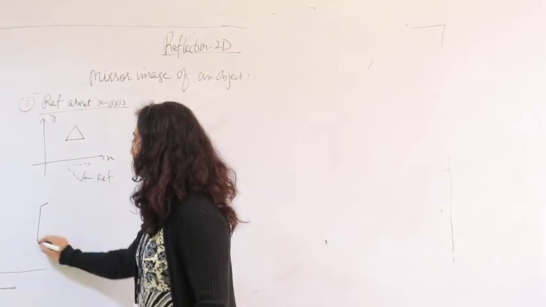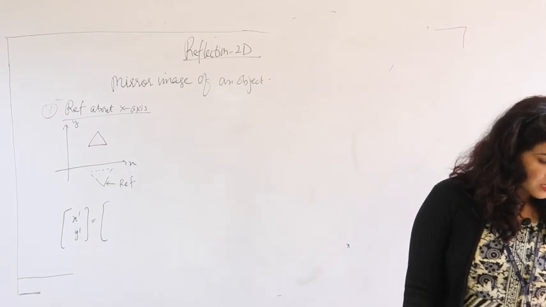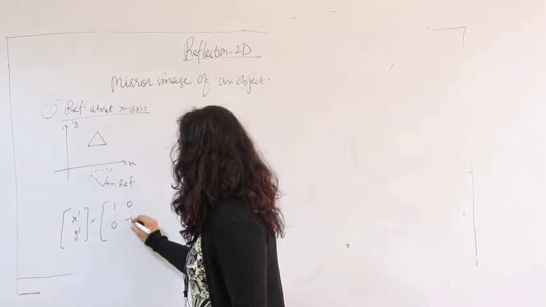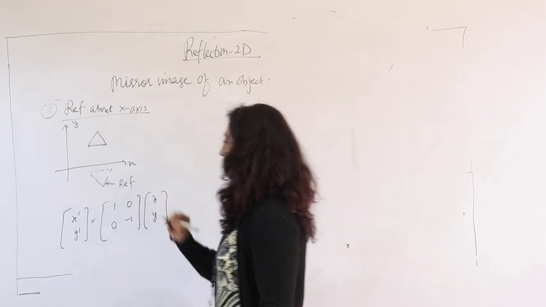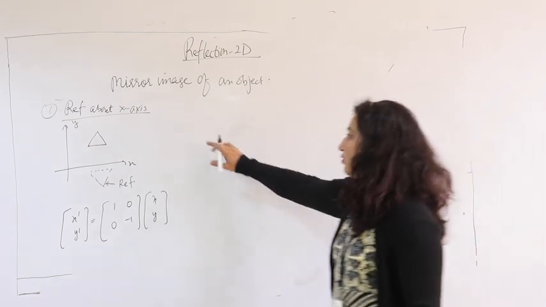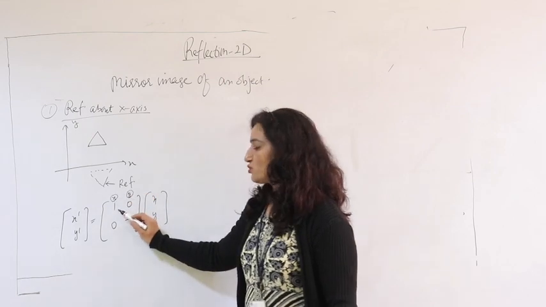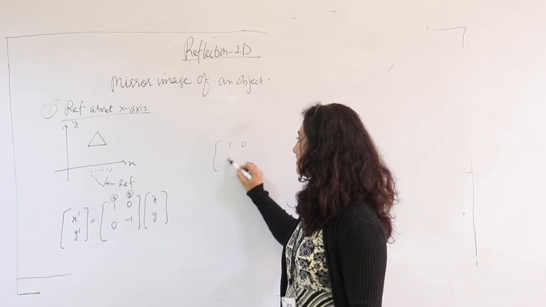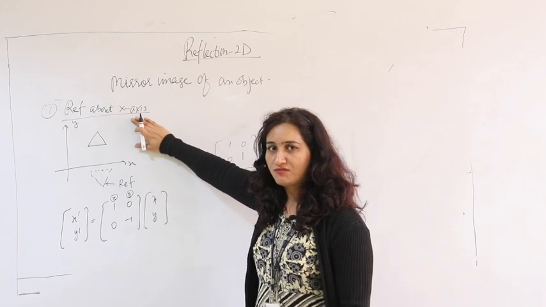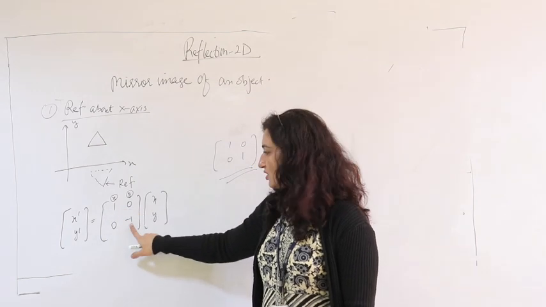So what will be the matrices after reflection? In x-axis reflection, the matrices will be like this. Clear? How do we write this matrices? Suppose it is x-axis and it is y-axis. So simply the matrices we write like this. This is a general equation of a matrices. But in reflection about x-axis, there is no change in x-axis, but there is a change in y-axis.